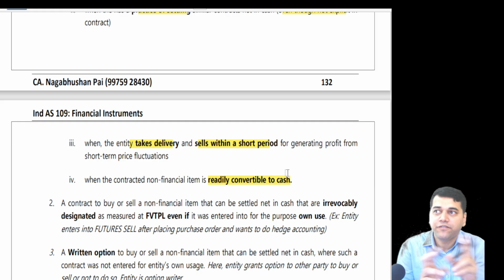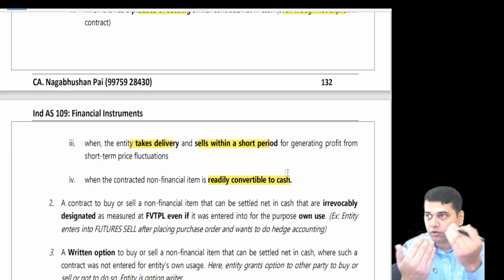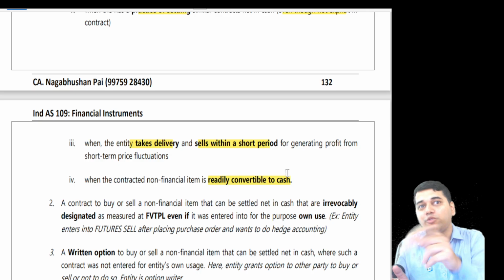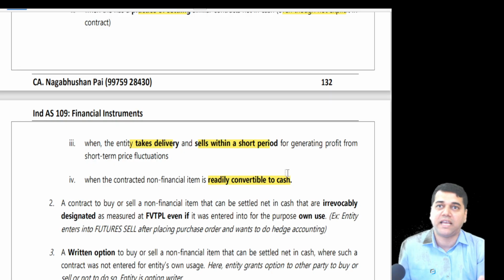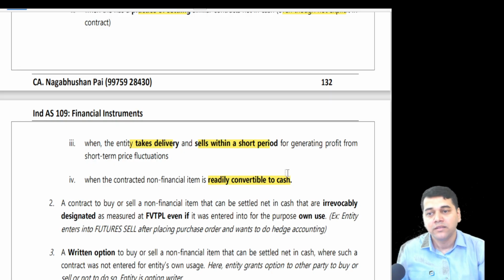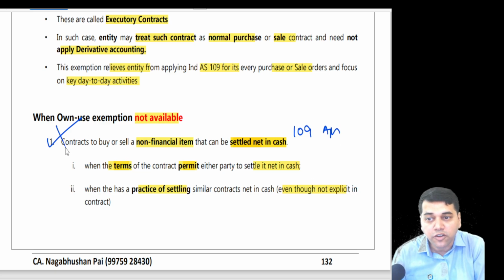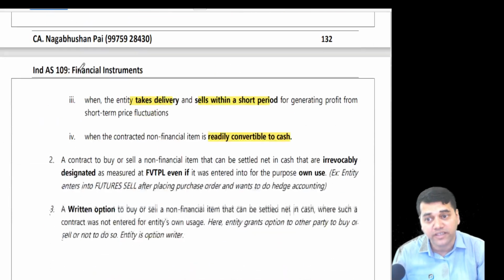Because I can't differentiate your intention now. Did you take it for own consumption to prepare the ornament and sell? Or did you enter into it to take advantage of the price changes? I cannot decide it. Followed, no? This is one condition called net settlement. If this condition is fulfilled, then Ind AS 109 is applicable. If this is not fulfilled, then check for the second condition.